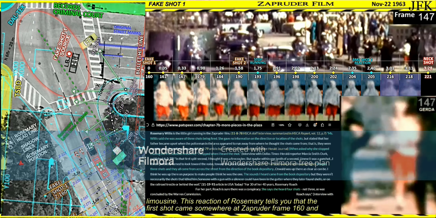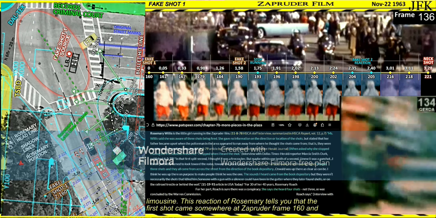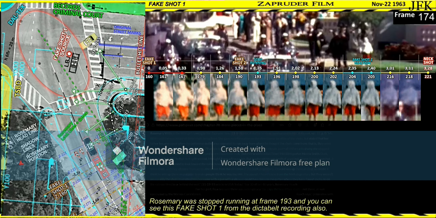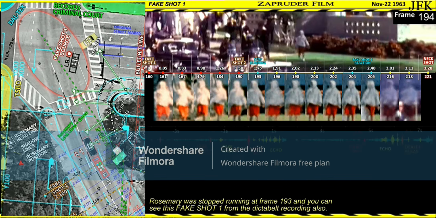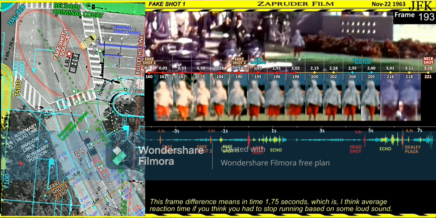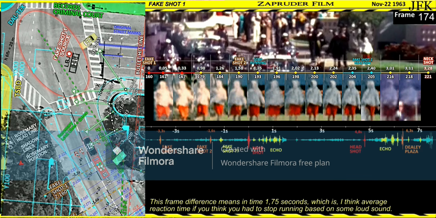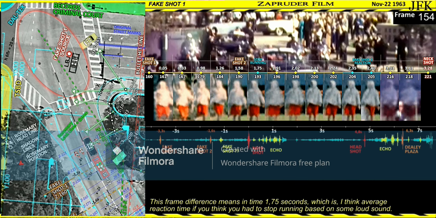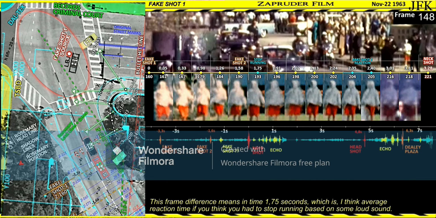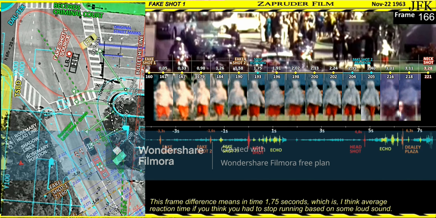This reaction of Rosemary tells you that the first shot came somewhere at Zapruder frame 160 and Rosemary stopped running at frame 193, and you can see this fake shot 1 from the Dictabelt recording also. This frame difference means a time of 1.75 seconds, which is, I think, an average reaction time if you had to stop running based on some loud sound.